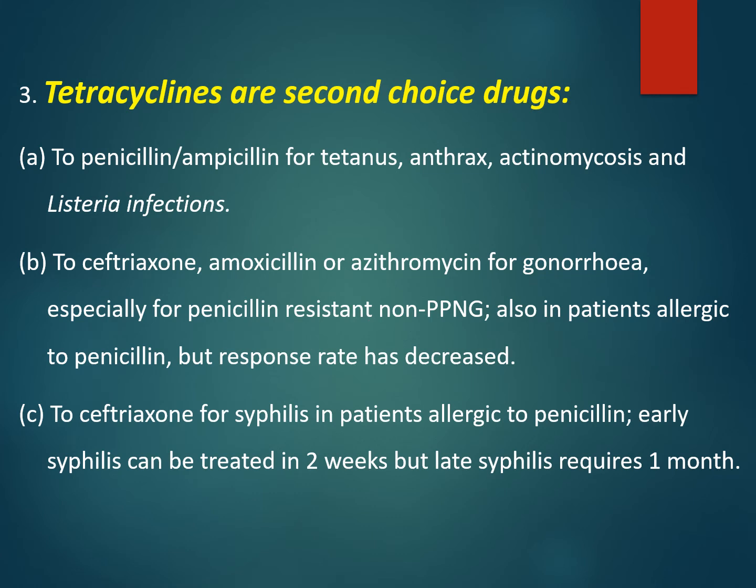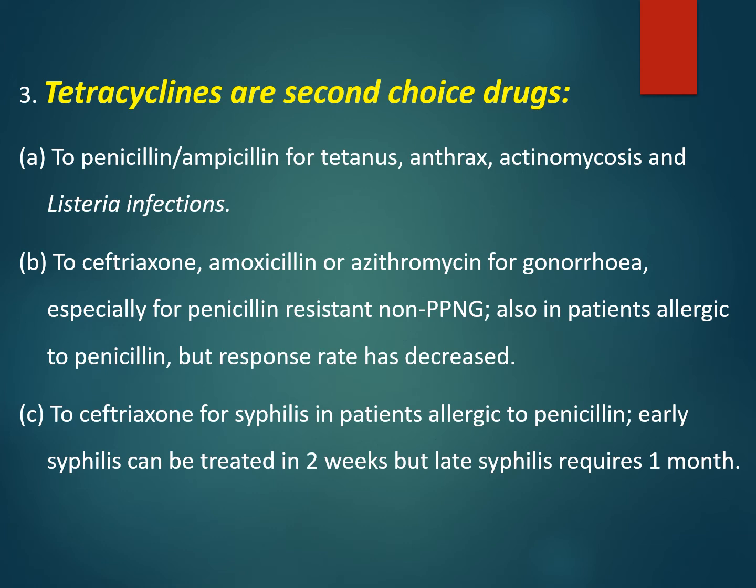Tetracyclines as second choice of drug. That means where you cannot use the first line drugs. For example, when the patient is having a hypersensitivity reaction to penicillin or ampicillin, you can use it as a second choice of drug for tetanus, anthrax, actinomycosis, and listerial infection. And as an alternative to ceftriaxone, amoxicillin, azithromycin for gonorrhea, especially where there is penicillin resistance, non-penicillinase producing Neisseria gonorrhoeae, and also in patients allergic to penicillin, as I told you.